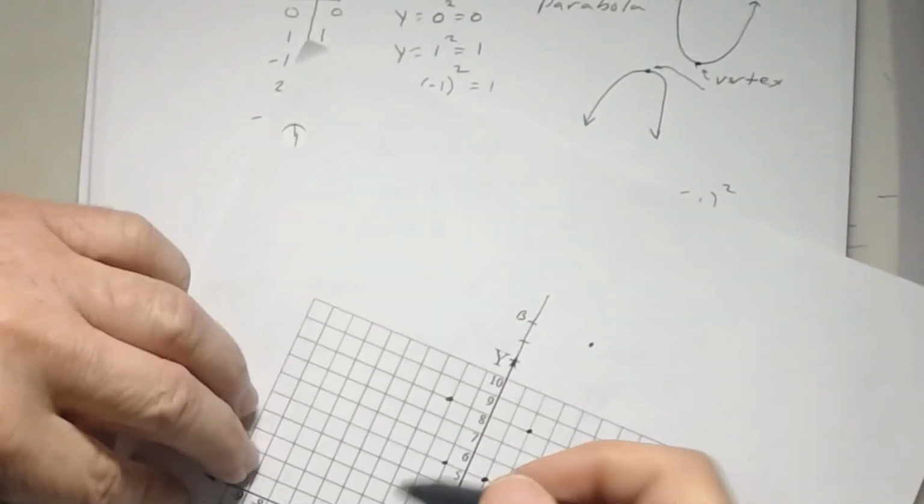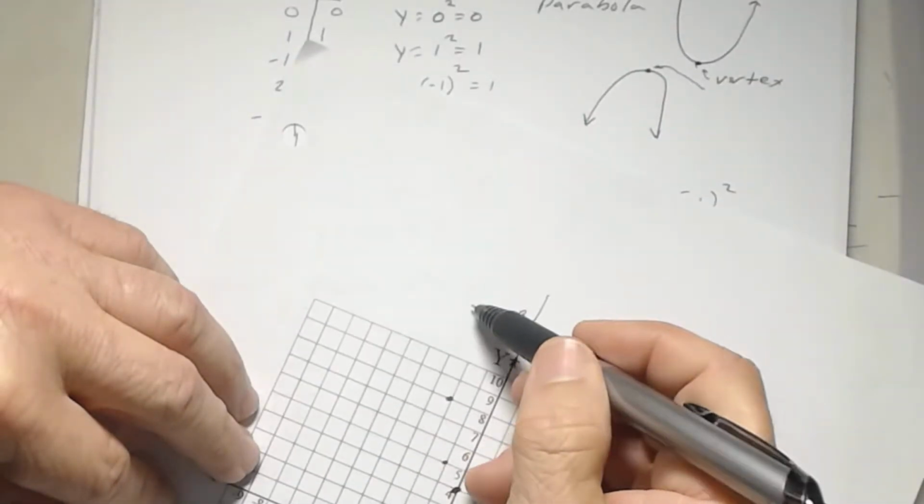Okay. And then for negative, when x is -3, I got y equals -3 squared plus 4. So that's 9 plus 4, which is also what? 13. I got negative 3, 13, which is about here.